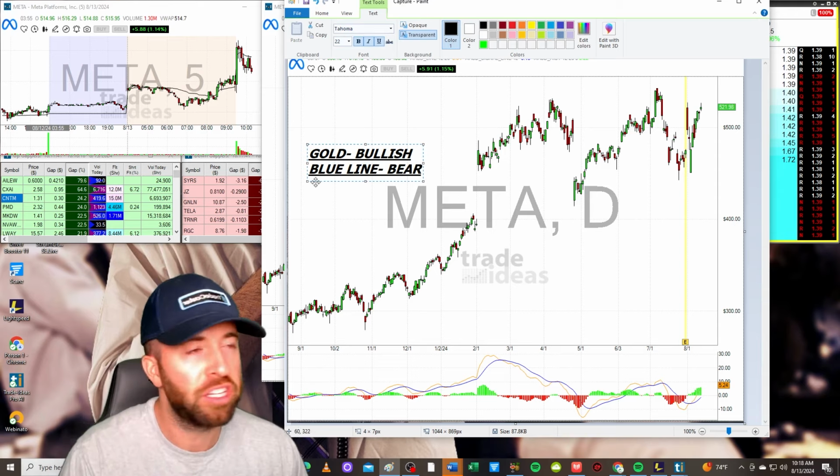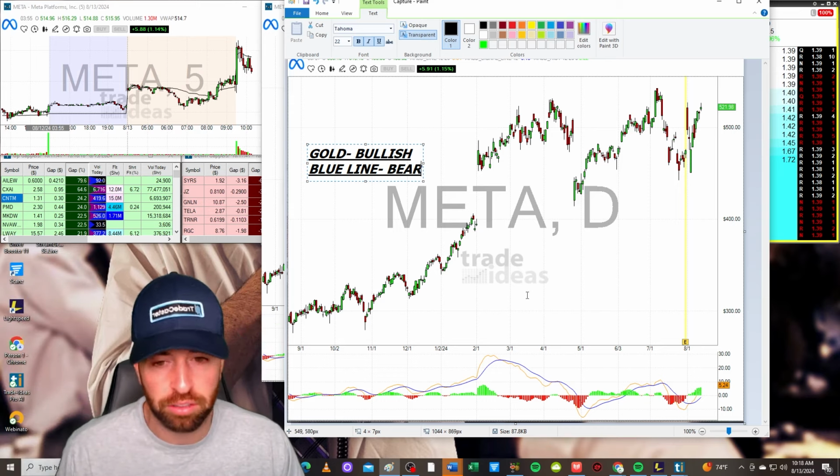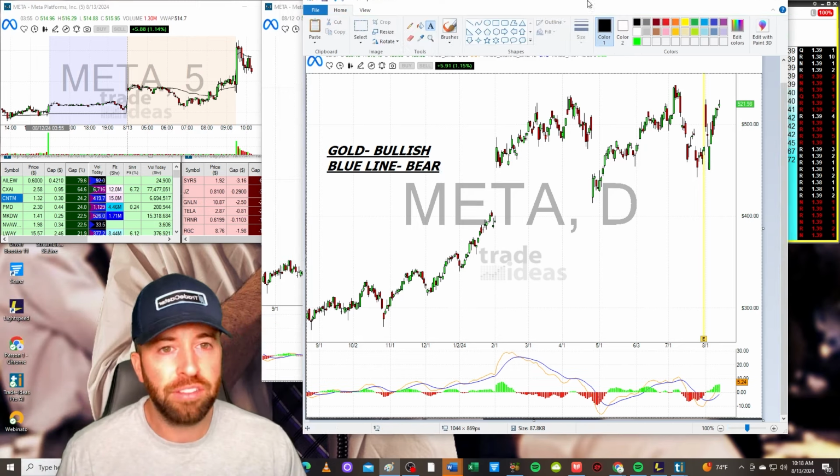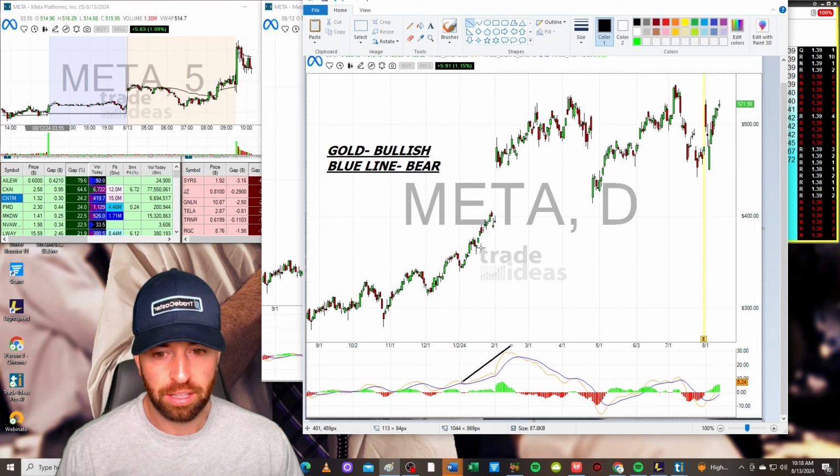Now, obviously, you can change the colors. You can change the blue and gold to green and red, or whatever you want. But as you guys can see, whenever the gold line is up on top, here's the gold moving on up. Take a look at what's going on with Meta. Meta is also moving its way on up.